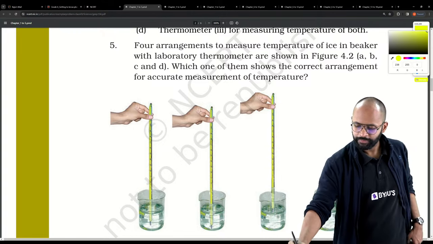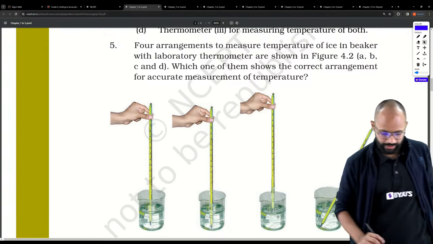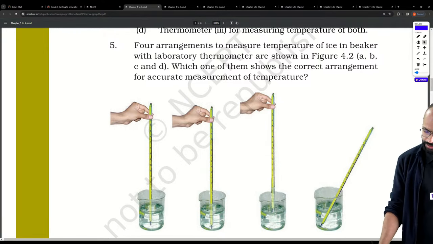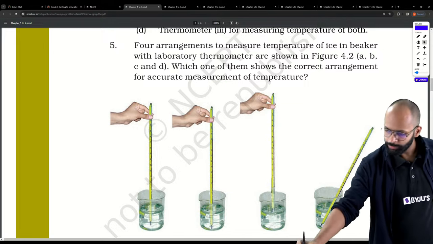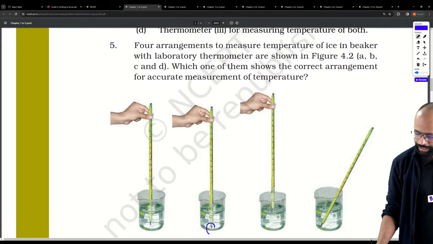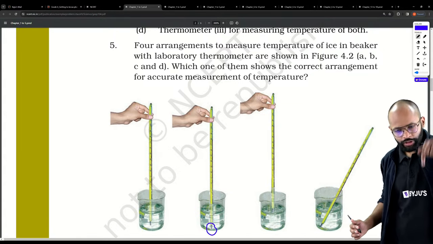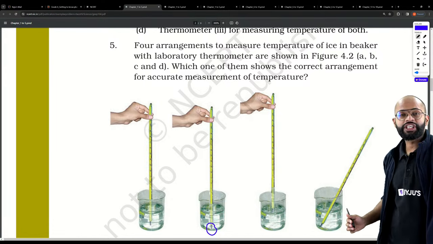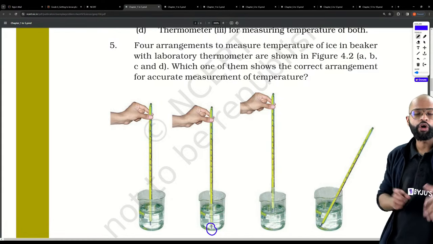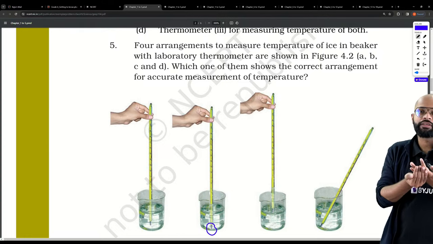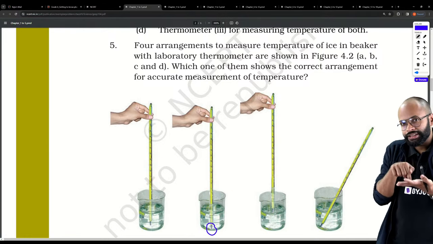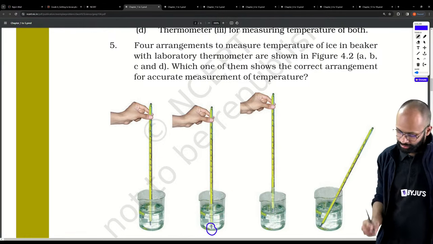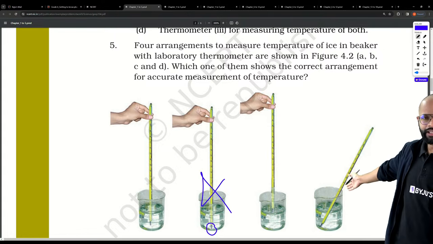Yes, Ram Singh sir, in this one the problem is, what is the problem in this one? Your bulb is touching the bottom surface of the beaker. If you are measuring the liquid temperature, you want the bulb to be surrounded by the liquid. The bulb should not be touching the surface. This is wrong.